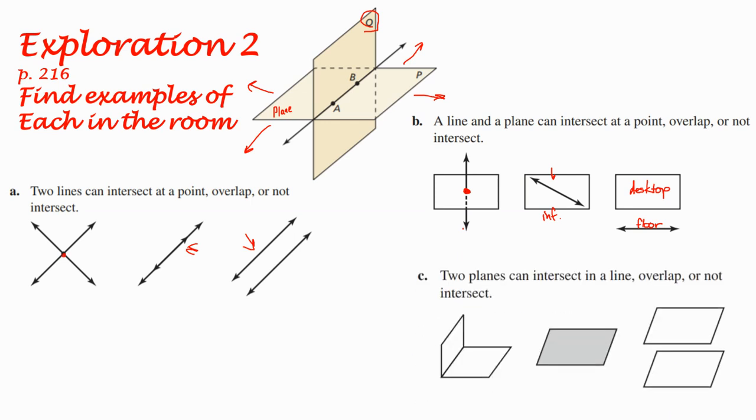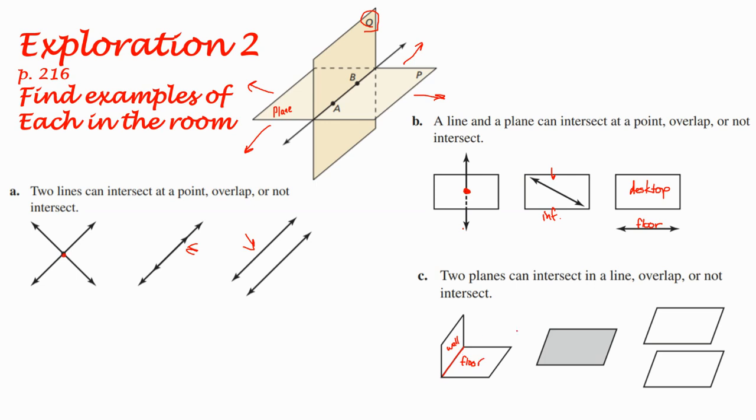Our last idea is how two planes interact. So two planes can intersect in the same way. Two planes that intersect form a line. Look around you, see if you can find two planes that intersect in the room you're in. I think of the wall and the floor. Notice they intersect at a straight line.